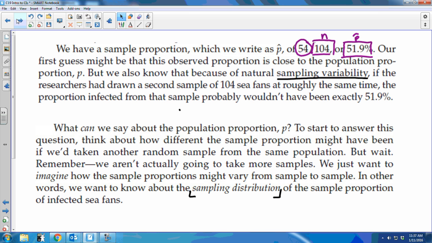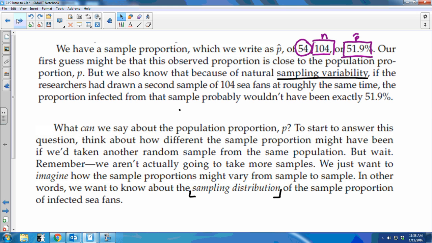So we need to start thinking about, well, how close really is it to P or not. We need to think about that. And so the best way to do that is to get lots of samples of size 104. And we know we're not going to practically go and take millions of samples of 104. We're going to imagine that happening. So we're going to use sampling distribution models from chapter 18. Okay? So we need to build this model.